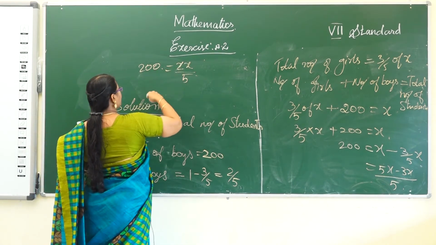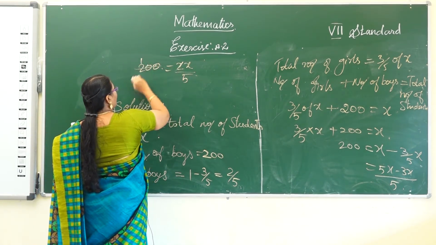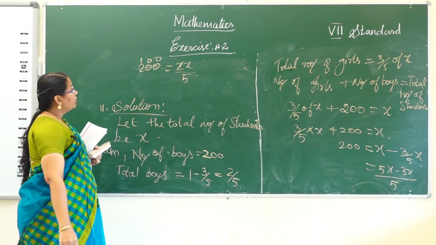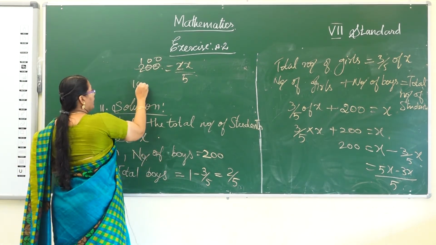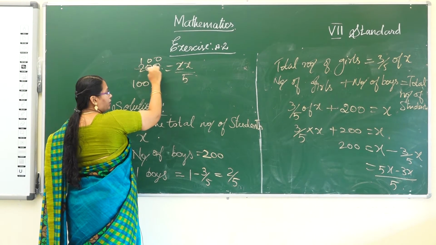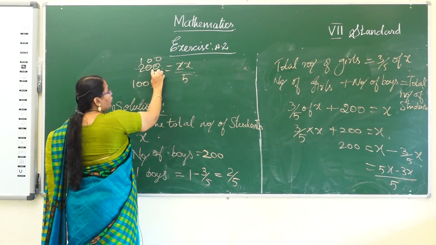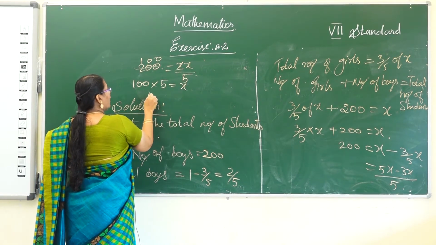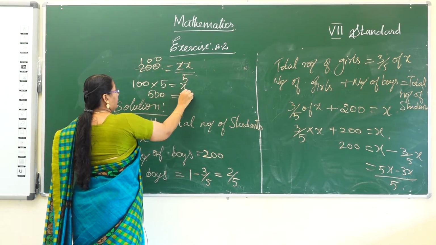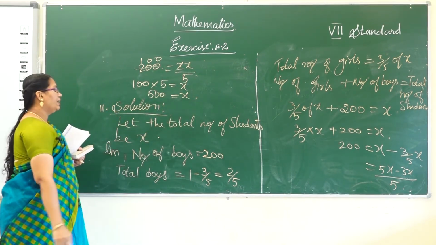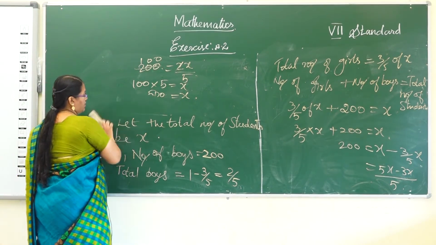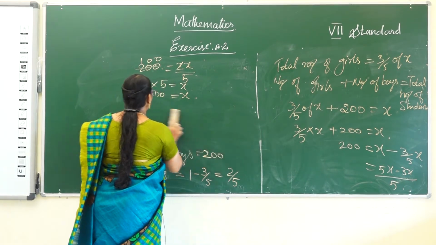Okay, it cancels in both sides. So 100. Now multiply by 5. So 100 into the denominator moves to the side numerator. So 100 into 5 is equal to x. So 500. So x is equal to 500. Thus the total number of students in a school is 500.